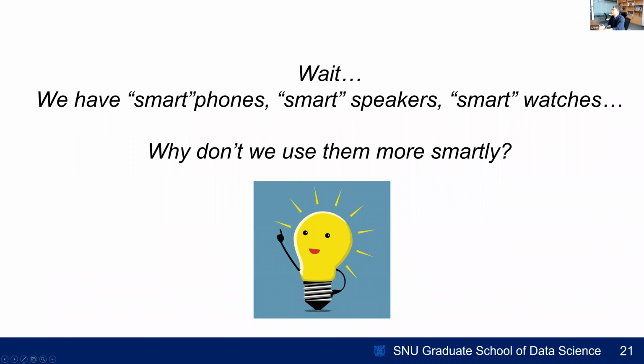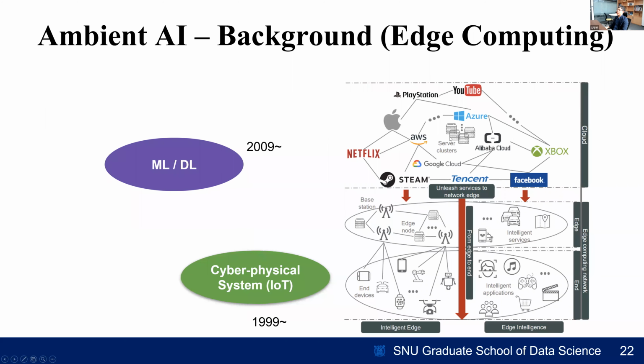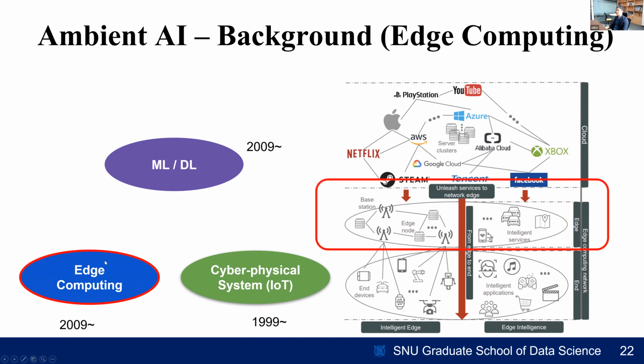So now we have smart something, a lot of smart something, right? Smartphones, smart speakers, and smart watches. And then naturally, this question comes up. Given that we have a lot of smart something, why don't we use them more smartly in the context of AI, rather than just relying on the cloud, right? This question leads us to the last pillar, naturally, which is edge computing.